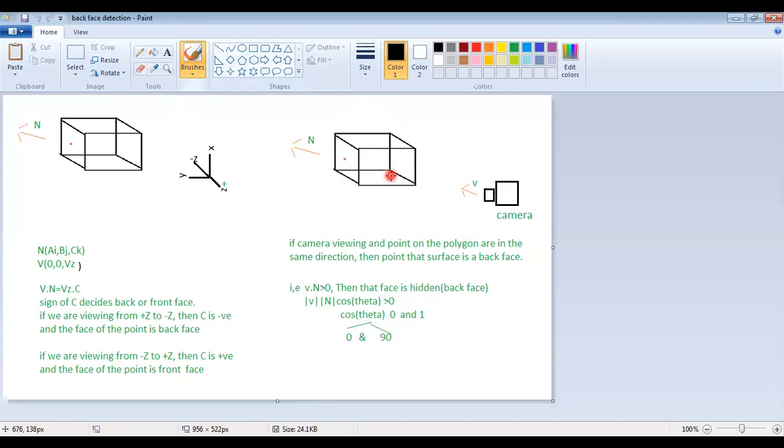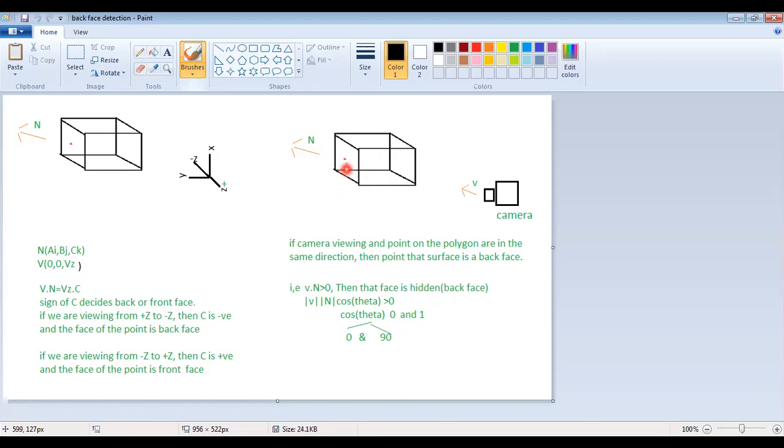If I'm seeing the cube from the front side, does this side appear for me? No, this side will be hidden. Only this face will be visible for me. All the other faces will not be visible for me. So I'm taking a point on the back face. Back face means the face that is not visible for me.